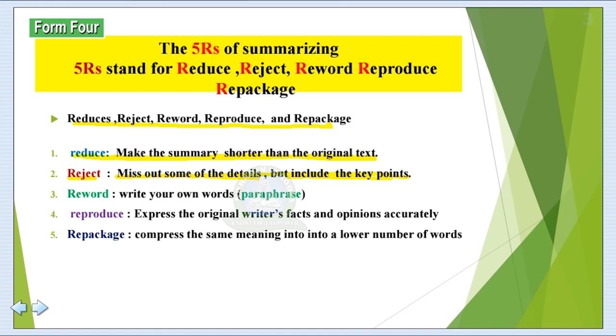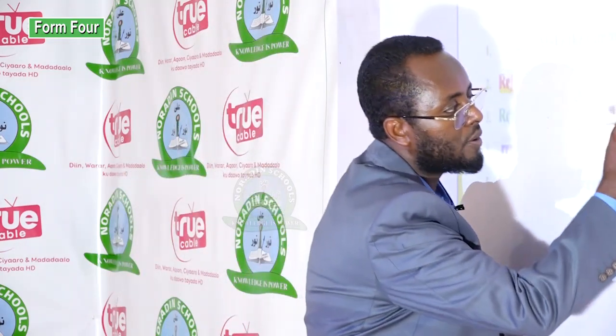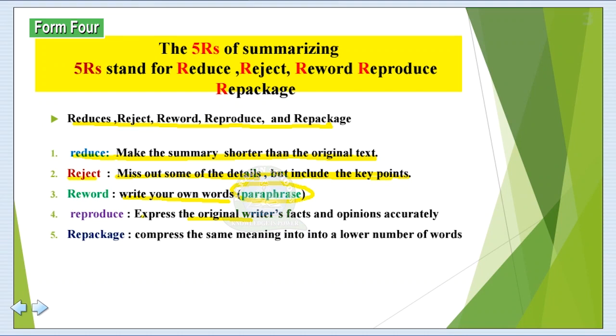What about reword? You're going to use your own words. You're going to use your English or your words. It means paraphrasing. So paraphrase. What about reproduce? Express the original writer's facts and opinions accurately. The writer had an opinion and facts, so you're going to take those facts because it's necessary for you. Okay, repackage. What about repackage? Compress the same meaning. Do not lose the meaning because the original text and your summary should be similar in meaning, or the same meaning.